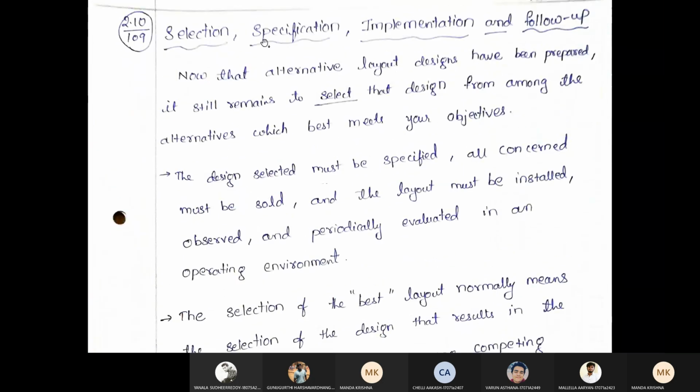We will see the selection, specification, and implementation in the next class.